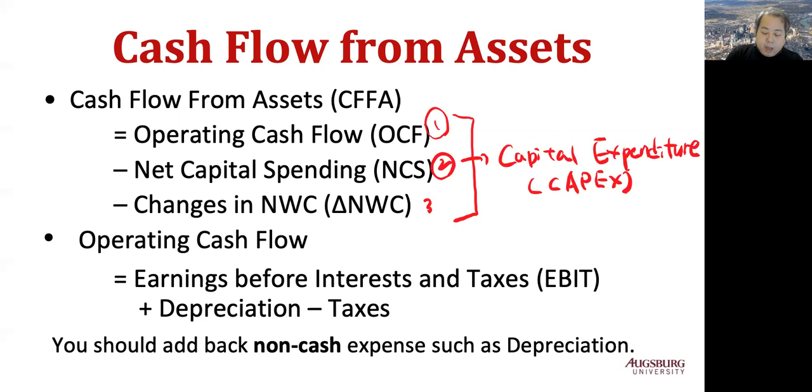The third component is called changes in net working capital. This is from daily cash flow, daily operation, such as collecting cash, paying cash, and so on, or inventories. It's called a change in net working capital. So cash flow from asset equals operating cash flow minus net capital spending minus change in net working capital.